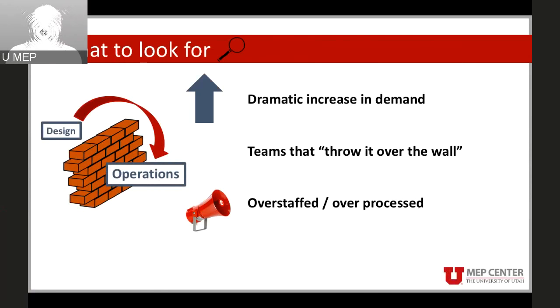Whenever a particular process is overstaffed or overprocessed, sometimes as an operations manager, you have that gut feeling that you just know there's too many people out on the floor. Well, a value stream map really lets you quantify that and understand where most of the people are and where it might make sense to remove some of that overstaffing or overprocessing that you're doing.